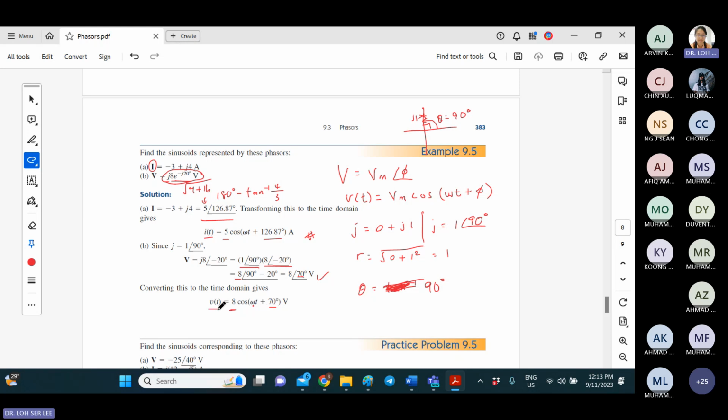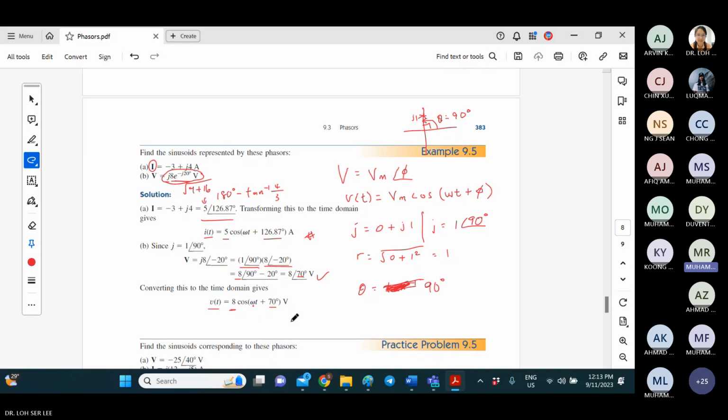Okay, and this is in lowercase because we find for the time domain. We change the sinusoids. Okay, we change the phasors into time domain. So this is lowercase. Got it? Any questions?